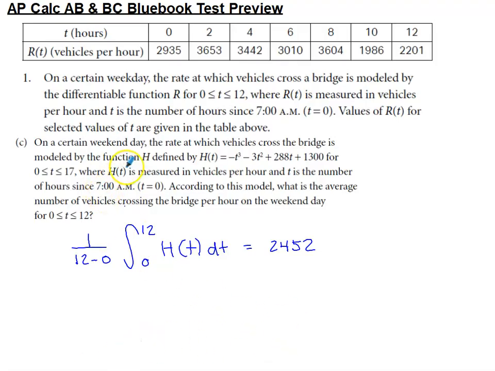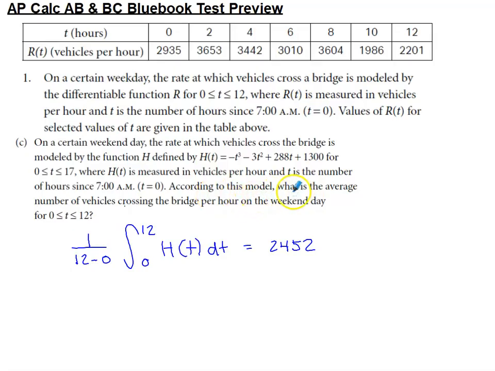Now it goes on to say that on a certain weekend day, the rate that vehicles cross the bridge is modeled by the function h. So h is given here, and it holds on the interval 0 to 17. H is measured in vehicles per hour. T is still being measured in hours since 7 a.m.